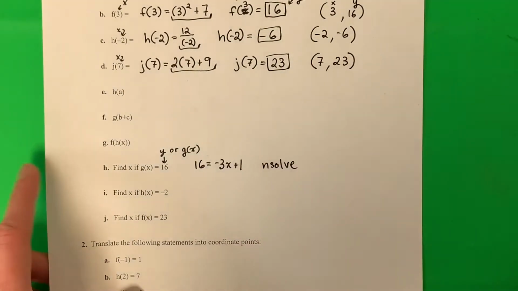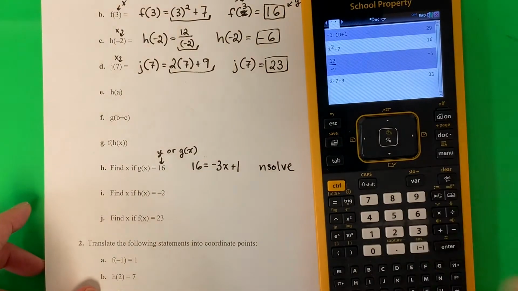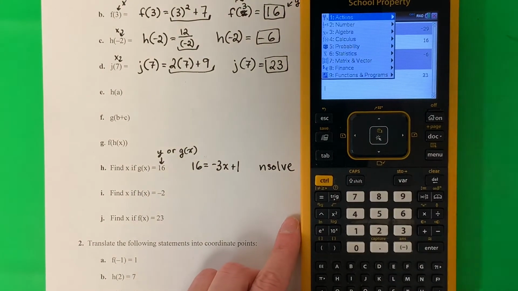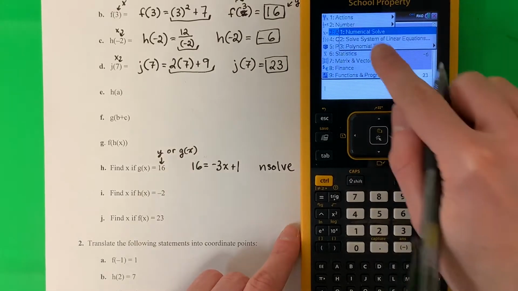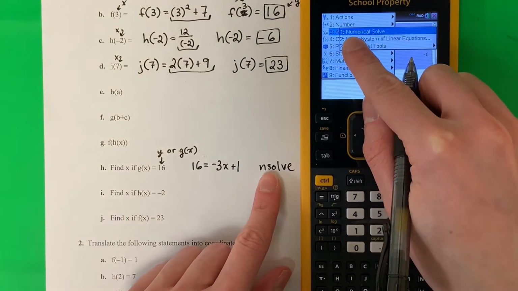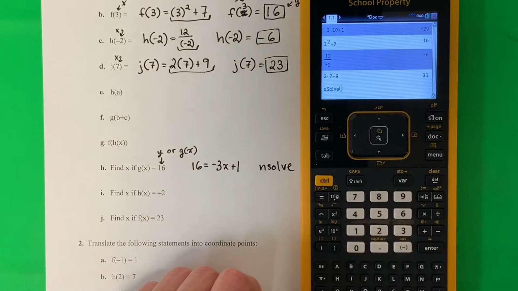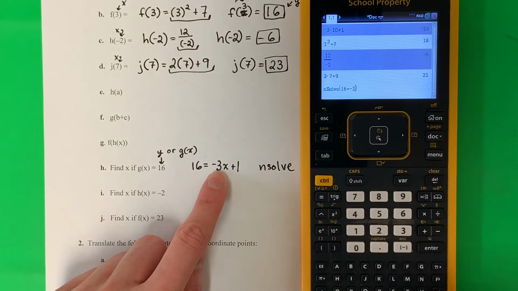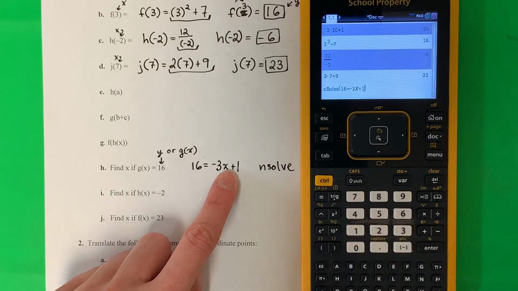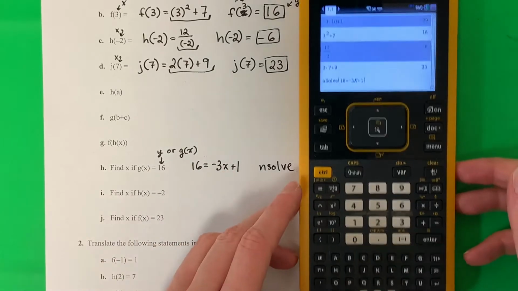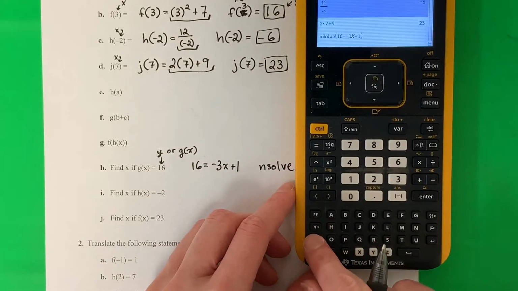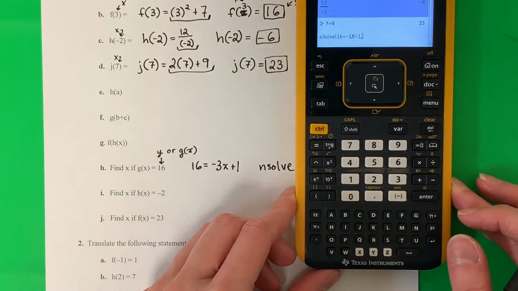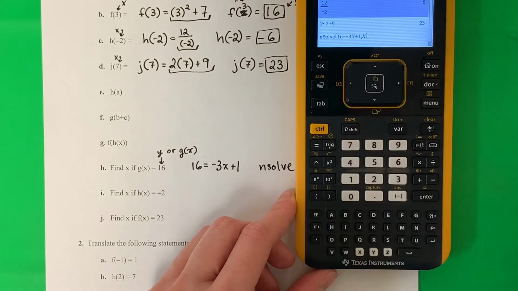So let me show you how to do that with your TI-Nspire. You do menu. This is algebra, so we will need to push 3. And we want to do numerical solve, or Nsolve. So we're going to push 1. So it should say Nsolve. And then you will put the equation 16 equals negative 3x plus 1. And then you have to put a comma. The comma is here. And then you have to put the letter x, because this is the variable.